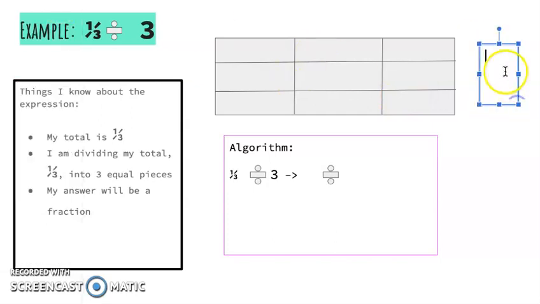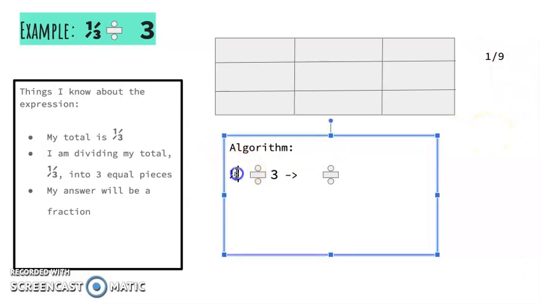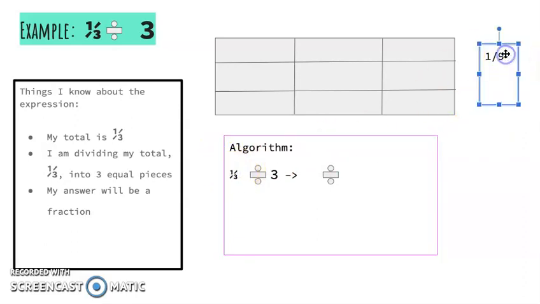So right here, I have 9. Now, that means that when I divide this 1/3 into 3 pieces, each person is going to get 1 out of the 9 pieces, or 1/9. So my answer is going to be 1/9. Okay. So 1/9. Now that is using the picture model.